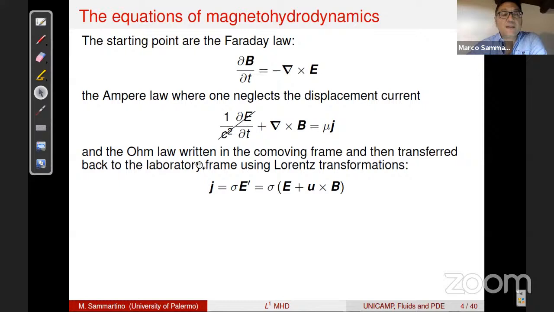And the other equation which is relevant is the Ohm law, in which the current is proportional, through the conductivity constant, to the electric field. This equation is written in the comoving frame, where J is zero, and then it is transferred back to the laboratory frame using the Lorentz transformation that you see on the right.